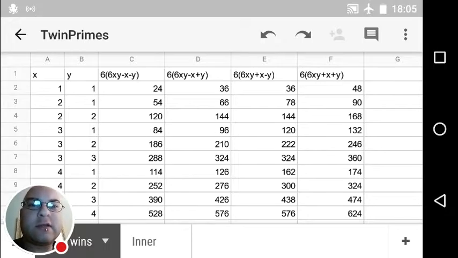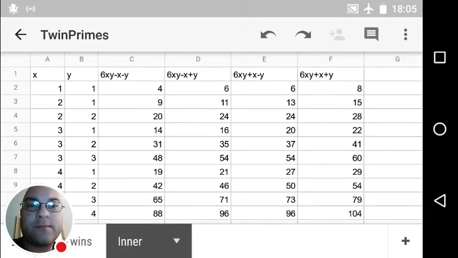So let's take a look for a moment at just that inner factor there, the 6xy minus x minus y, that sort of business. That's on another sheet that I have here called inner. So if we just look at that inner factor, and we have the same x's and y's, then we see a bunch of numbers in those 4 columns for the 4 different forms there. And when we find absences, that's where we find twin primes.